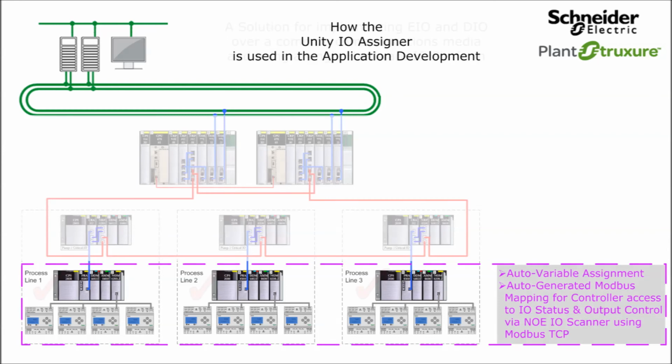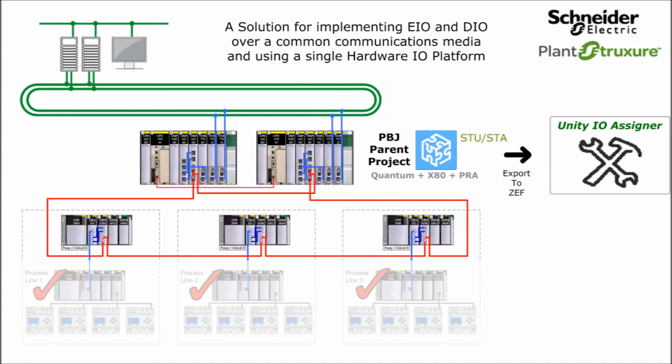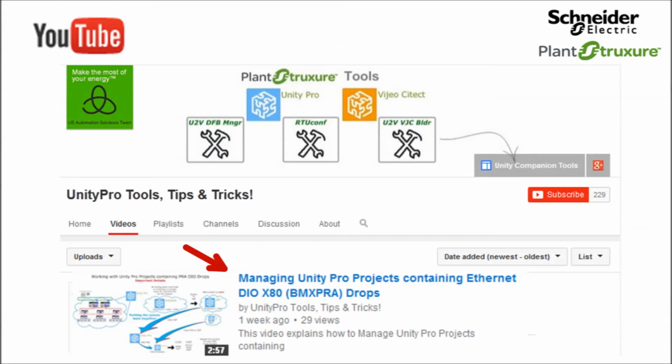The next step towards completing the overall solution is to use the Unity IO assigner for the Quantum and X80 EIO drops. Remember that following the import of the Unity IO assigner ZEF file, it is necessary to put the X80 BMX PRA DIO drop content back into the parent Quantum project, and here use the STA files for this. Again, the details regarding this are contained in the video, Managing Unity Pro Projects containing Ethernet DIO X80 drops.